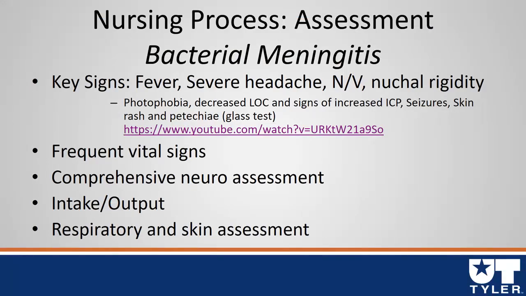That video just goes to show you don't want to fool around with bacterial meningitis. Let's go on and talk about nursing implications. We want to do frequent vital signs, perform a comprehensive neuroassessment, and again document baseline findings, assess intake and output, and perform a respiratory and skin assessment. Respiratory because the patient may have altered respirations, and he may have an altered level of consciousness. The skin assessment is important because we're looking for that characteristic rash and petechiae that go along with bacterial meningitis.